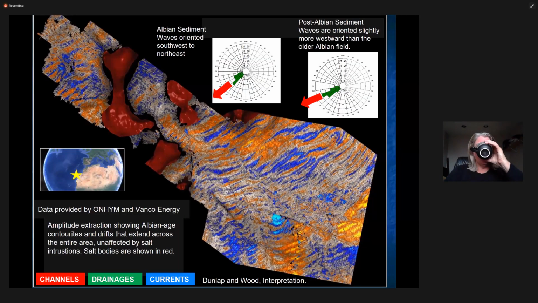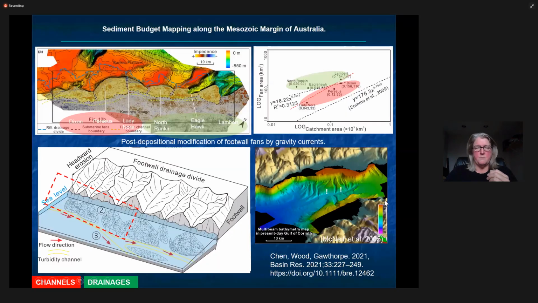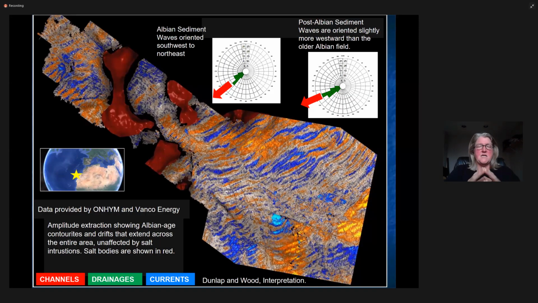If we move to just a shot of some deeper water deposits, even deeper than the fans. This is offshore Morocco, and this was some data that Gabriel and Katrina Cottrell gave us from Vanco Energy, and ONHYM was a collaborator in this, and we share our great collaboration with them still today. And this was a look at an amazing field of deep water sediment waves. And these deep water sediment waves were architecturally moving in and around these salt structures.